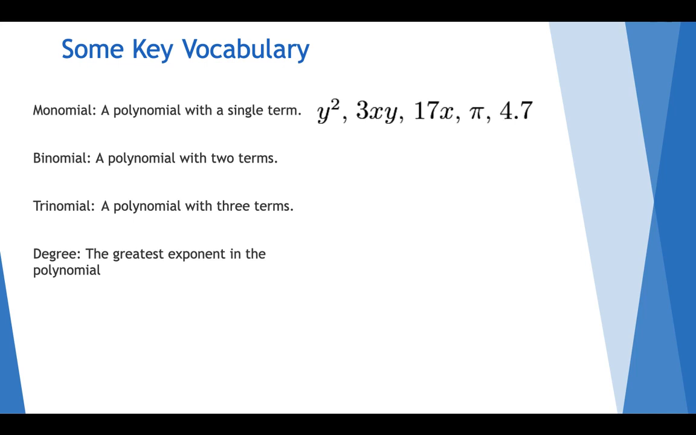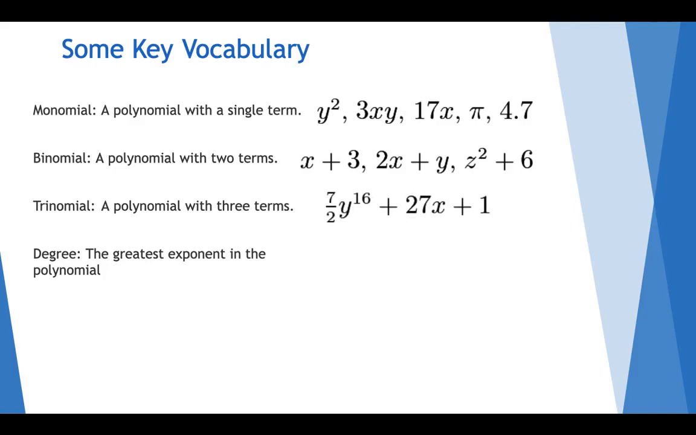And a binomial is a polynomial with two terms. For example, x plus 3, 2x plus y, and z squared plus 6. Following the same naming conventions, a trinomial is a polynomial with 3 terms. An example of this is 7/2 y to the 16th plus 27x plus 1. We've got 3 different groups of variables that are being added up or subtracted. If this was a minus sign, this could still be a polynomial. Plus or minus does not interfere with the definition of a polynomial.